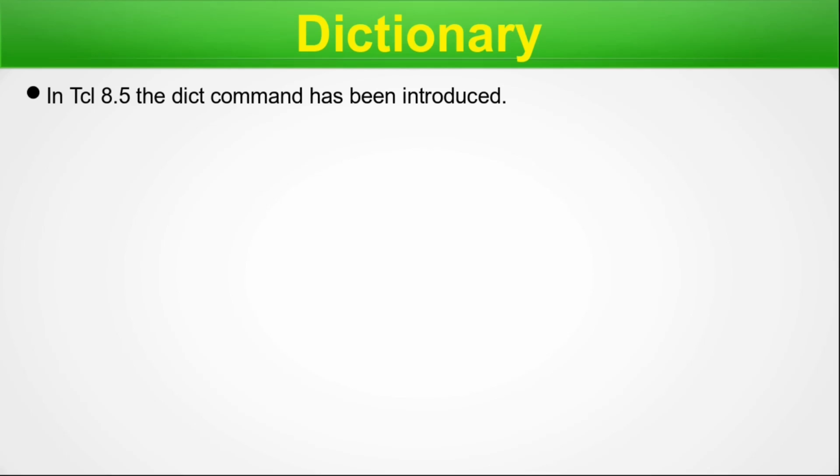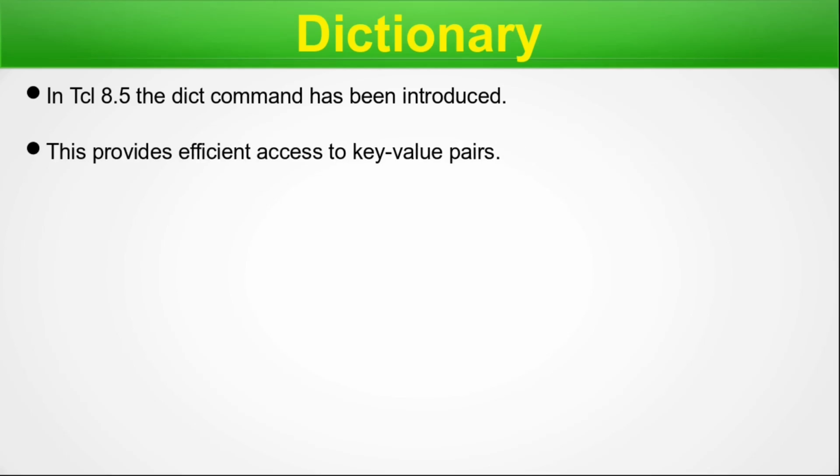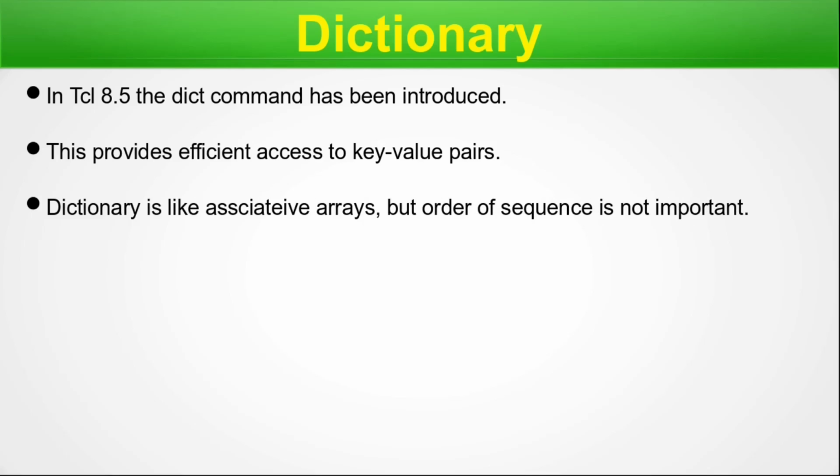That's why in the beginning I was saying that the dictionary is a much more recent data structure in TCL. It provides efficient access to key value pairs. We have used the associative array as a key value pair, but the dictionary is much more efficient and advanced. We'll see by examples later on. A dictionary is like an associative array, but the order of the sequence is not important. That is another feature of the dictionary.